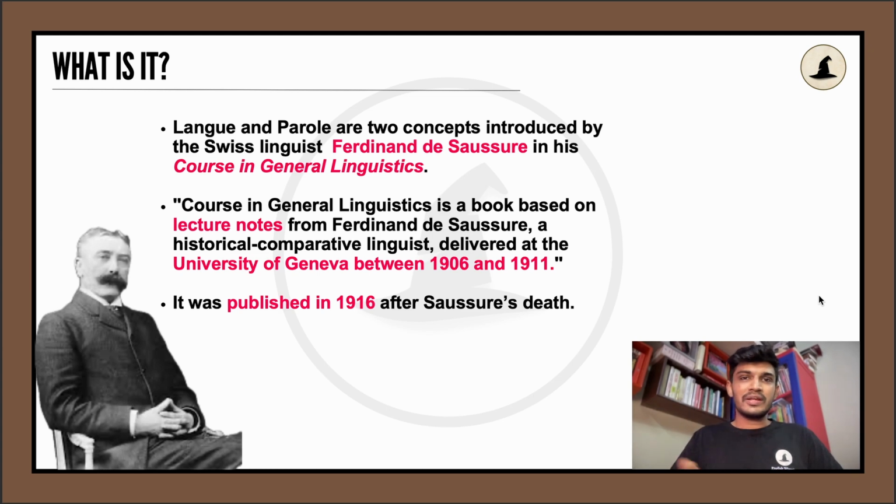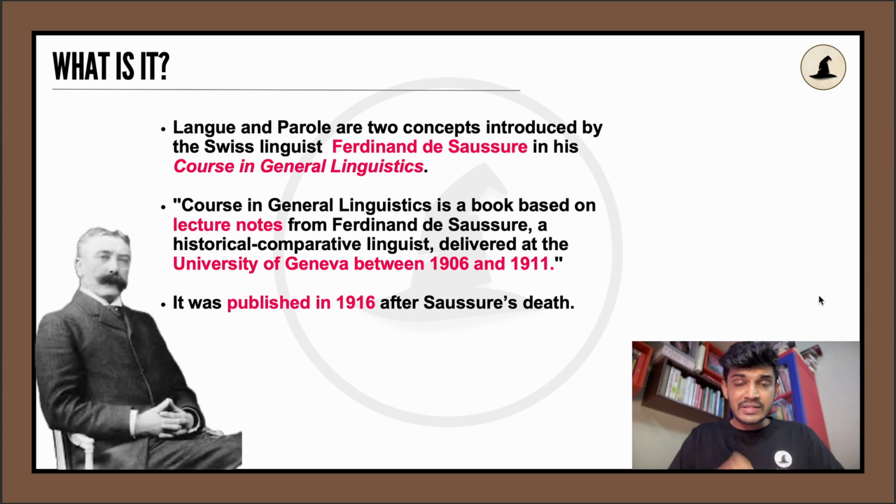One more point before we try to explain what Langue and Parole are. This work that I mentioned, Course in General Linguistics, is a book based on lecture notes from Ferdinand de Saussure, delivered at the University of Geneva between 1906 and 1911. So, few important points there. One, the chapters in the book are actually lectures given by Saussure, jotted down by his students and compiled together. These lectures were delivered at the University of Geneva between 1906 and 1911.